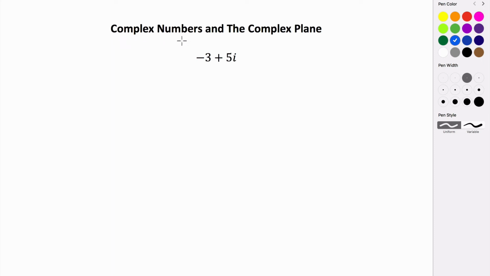In this video, we're talking about complex numbers and the complex plane. So when dealing with complex numbers, they have two components. They have a real component, which is this -3 here, and they have an imaginary component, which is our 5i part here. So the real component is just a real number, and the imaginary component is some imaginary number being added to it.